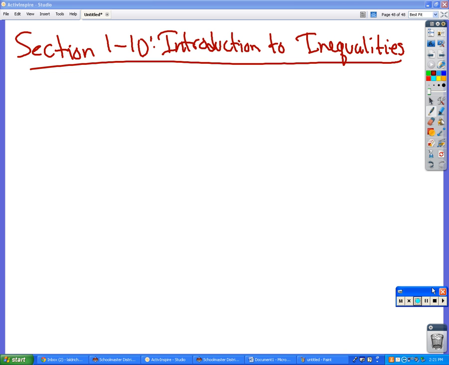Okay, so we are now talking about inequalities. So we're not talking about equalities. We're talking about things that are not equal. And when two things are not equal, there are a couple of different ways that they can be related to each other. One thing that could happen is that one of them could be greater than the other one. And if that happens, then this is the symbol that you use to show that.